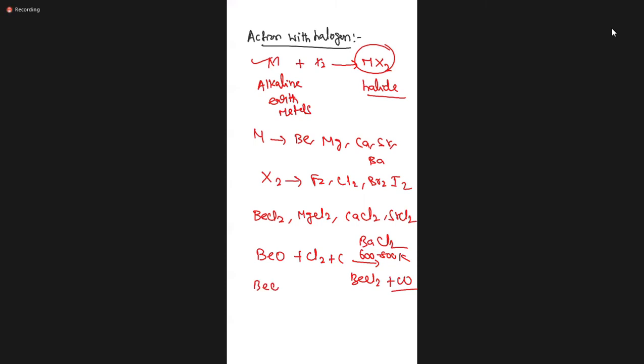Here, please note this point. Beryllium chloride is covalent in nature. Even MgCl2 is covalent in nature. So BeCl2 and MgCl2 are both insoluble in water. The rest of the chlorides are ionic in nature.